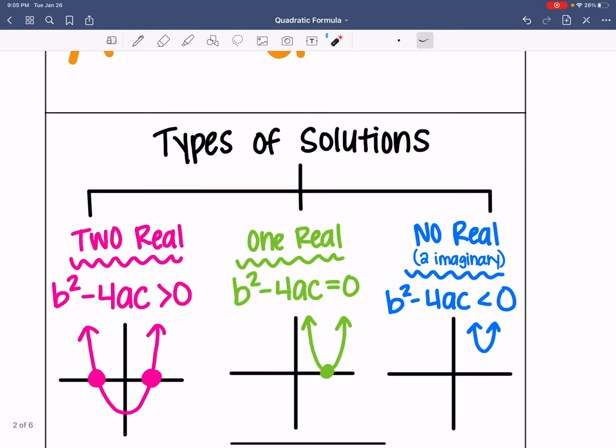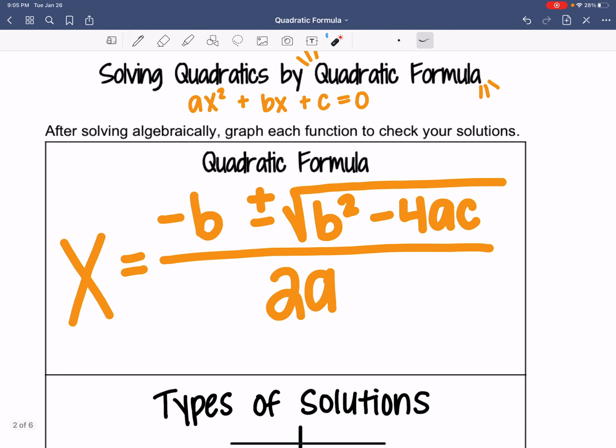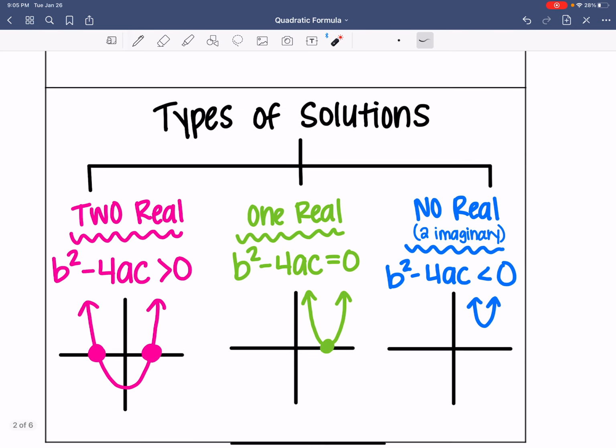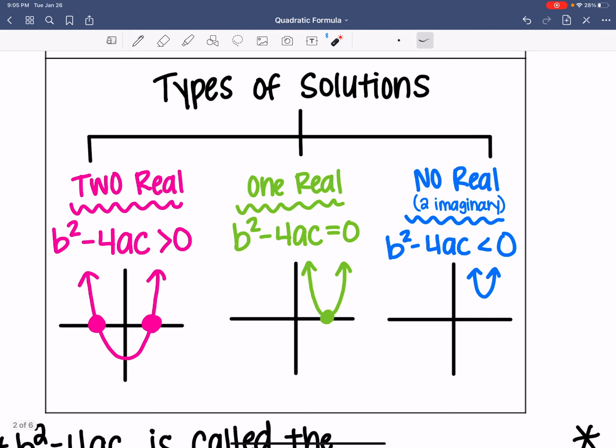But think about what would happen when you're solving an equation. If your b squared minus 4ac is greater than 0, so let's say that this all comes out to be 4, so this is the square root of 4. Well, that's going to give you your two solutions. So plus or minus the square root of 4 gives you two potential answers there. So if the stuff underneath the radical is bigger than 0, you're going to have two real solutions.